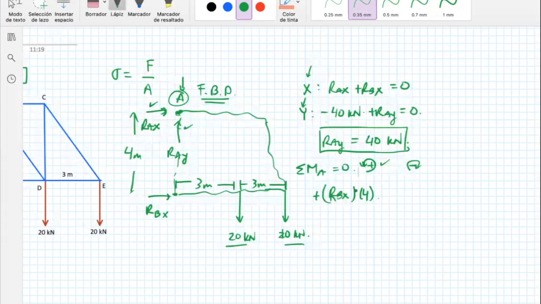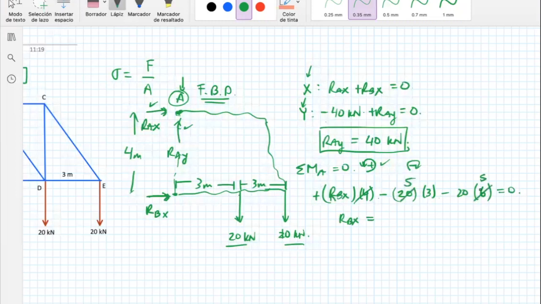So far I'm taking this moment produced by the reaction at B going horizontal. Let's just go with this one. Then 20 multiplied by 3, and let me just put a minus sign, also 20 times 6, and this would be equal to 0. Now from here, if I'm doing things correctly, RBX is going to be equal to, well, I can divide everything by 4.